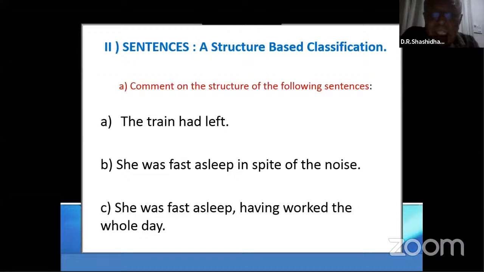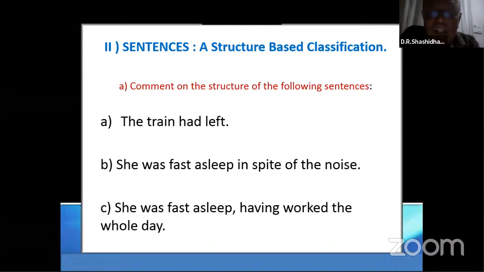Exactly. It is a simple sentence. What's your comment on "having worked the whole day," Madam Pushpa? What do you say about this, "having worked the whole day"? What is your description of this, a definition of it? Having worked.